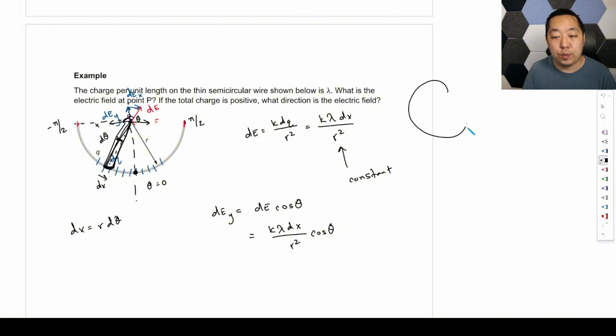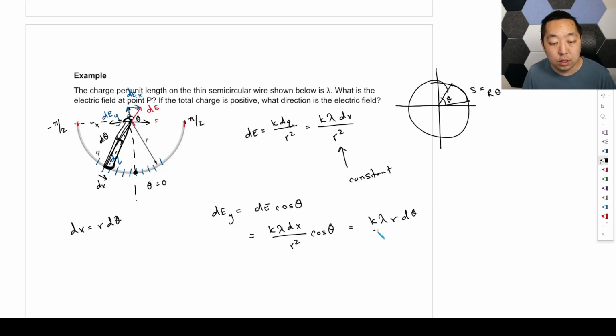So this goes back to some pre-calculus, where if I know this angle theta, then this distance here is r times theta. Okay, so that's the same thing there. So we can replace the dx with r d theta. So we'll get k lambda r d theta over r squared times cosine theta. The r's will cancel, and now we have k lambda over r d theta cosine theta.